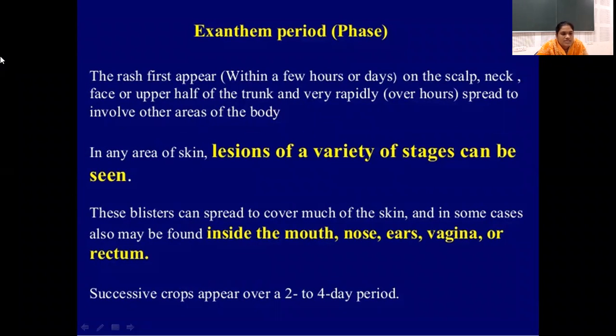The rash first appears on the scalp, neck, face, and the upper half of the trunk, and very rapidly spreads to other areas of the body. The blisters can spread to cover much of the skin, and in some cases may be found inside the mouth, nose, ears, vagina, and rectum.